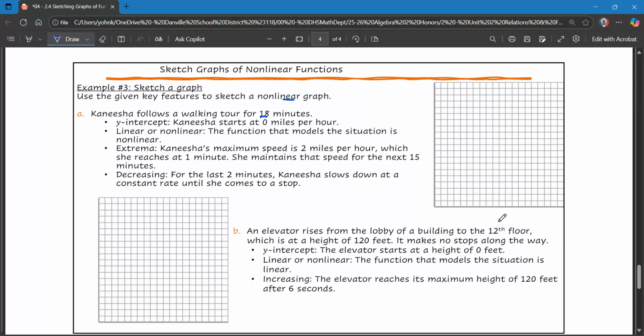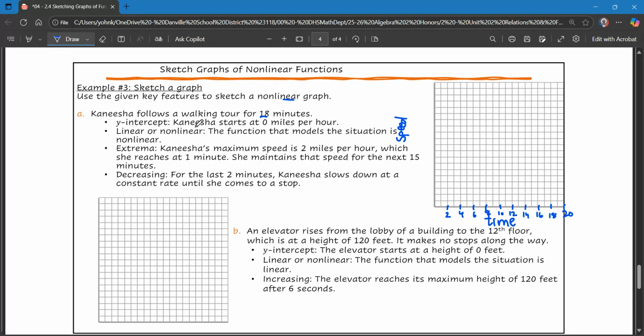Along the x-axis is always your time, and on the y-axis is whatever else you are measuring, which is, what are we talking about? Speed. Now it says that her tour is 18 minutes long. That means I need my x's to go to at least 18, which in our case it goes to 20. So we can just label every other one if we want to. 2, 4, 6, 8, 10, 12, 14, 16, 18, goes to 20.